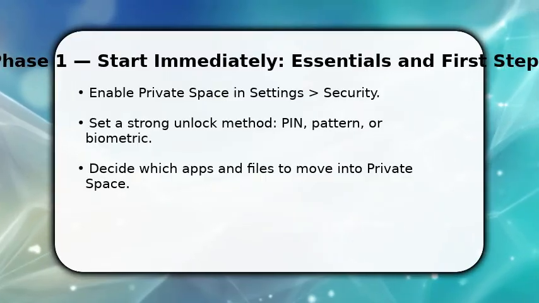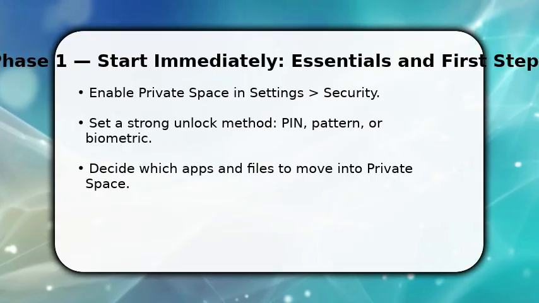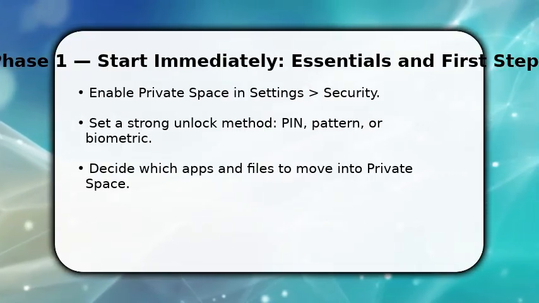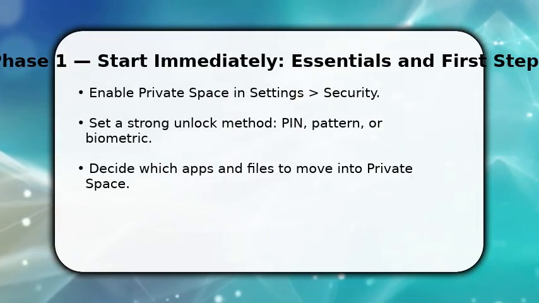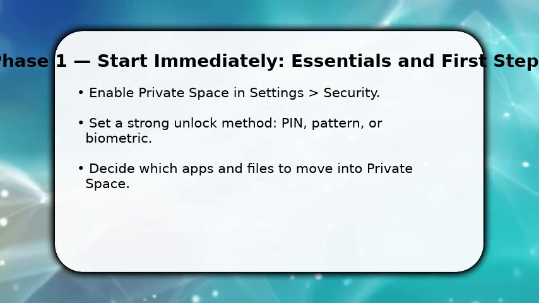You begin by opening Settings and navigating directly to Security, then Private Space. You tap to enable it and create a separate unlock method. Use a strong PIN or biometric so it stays isolated.